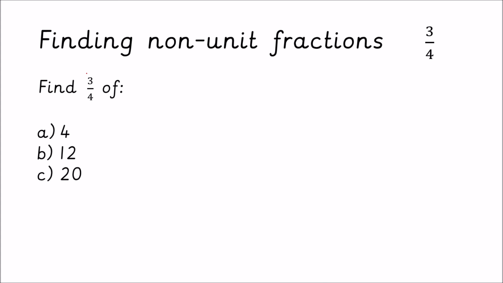So looking at the first one, 3/4 of 4. Well, 1/4, 4 divided by 4 would be 1, wouldn't it? 1, 2, 3, 4. I want 3 of those groups, so that would be 1, 2, 3. So my total would be 3. That's 3/4 of 4 is 3.